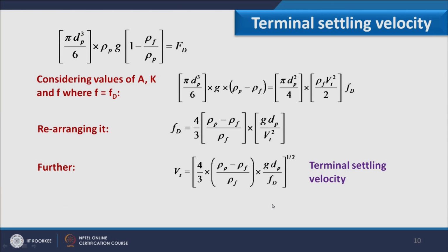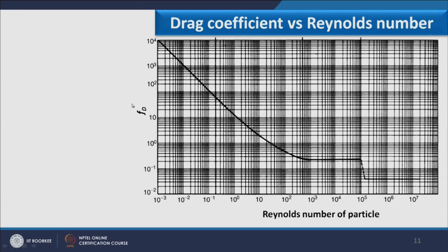We will further consider this equation to derive the equation for different regions of flow. To understand different regions of flow, we can have the graph between drag coefficient versus Reynolds number. This is a very well known graph. Here we have the drag coefficient, and here we have the Reynolds number, and this is the profile by which the drag coefficient changes when we change the Reynolds number. So, this is the well known graph.